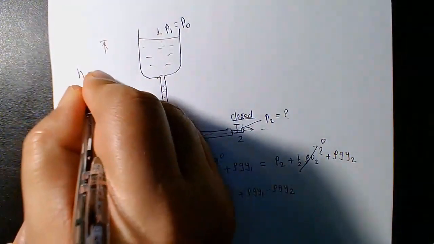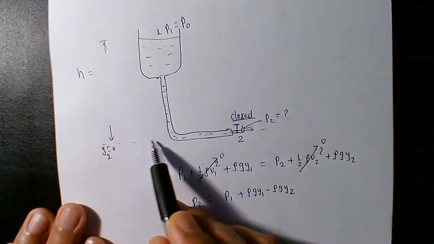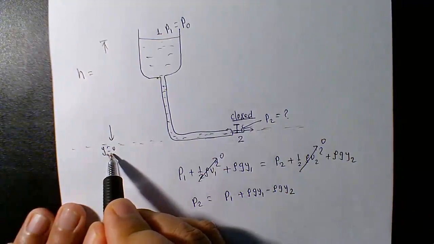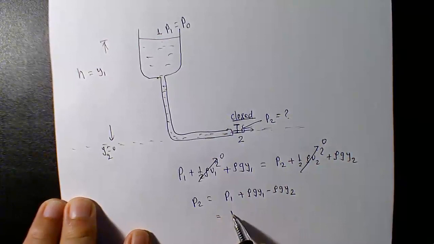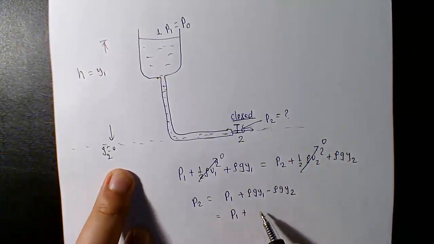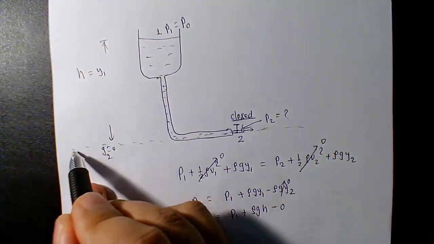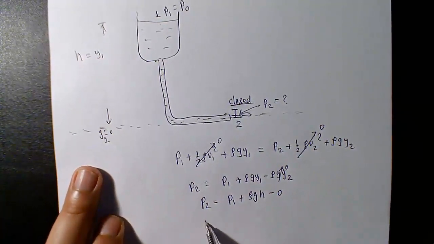So you can see here, right, we are measuring all the heights from this level. So let's make this the reference level, so your Y2 is 0. Y1 is your H, which is the height. So then P1 plus rho GH, and this is 0, right? Because this is the reference point. And you can clearly see we end up with the static fluid pressure formula, P1 plus rho GH, right?